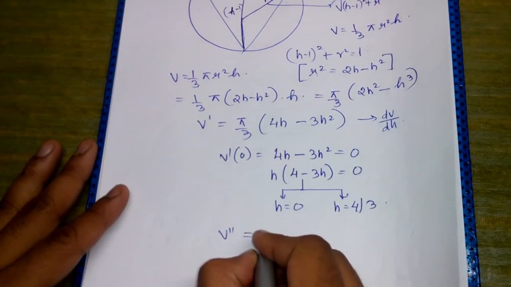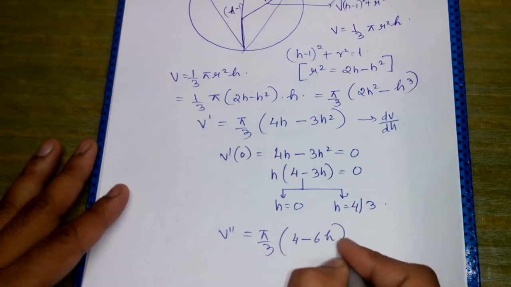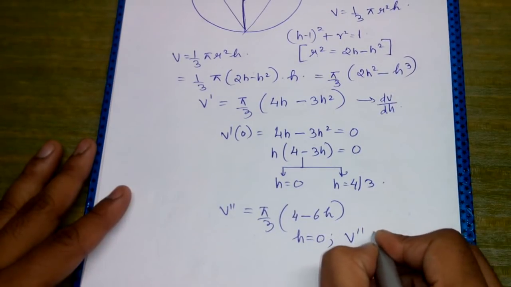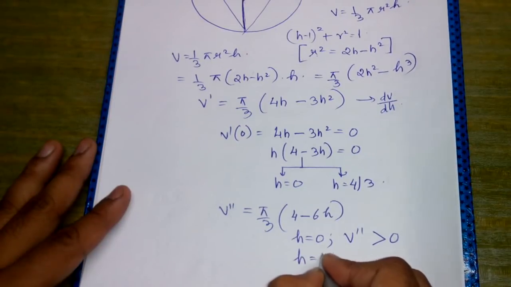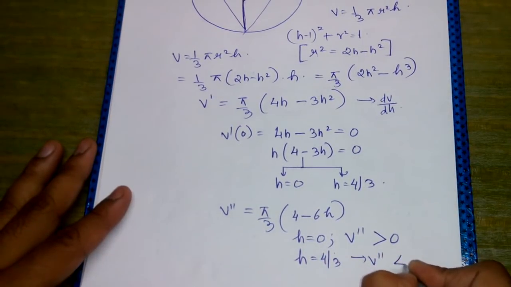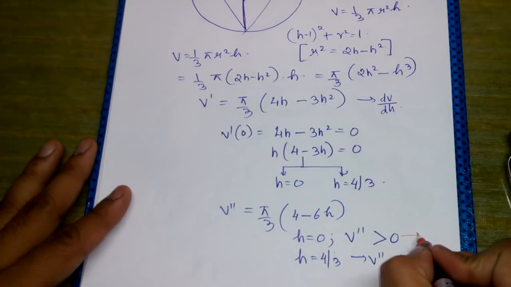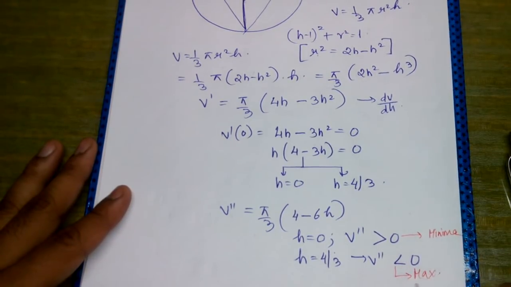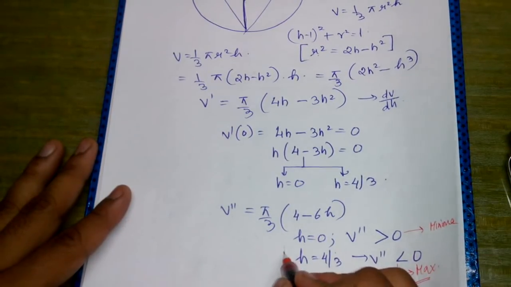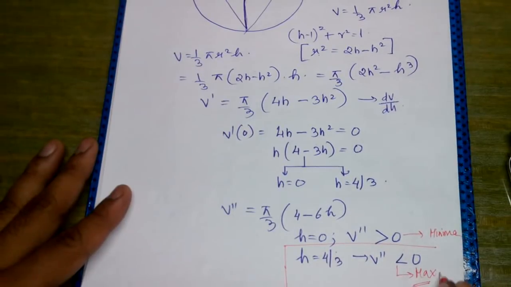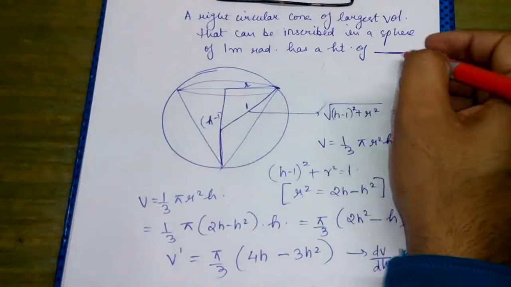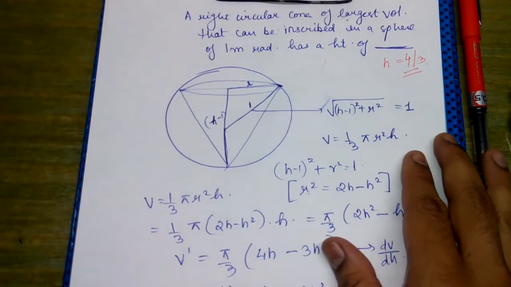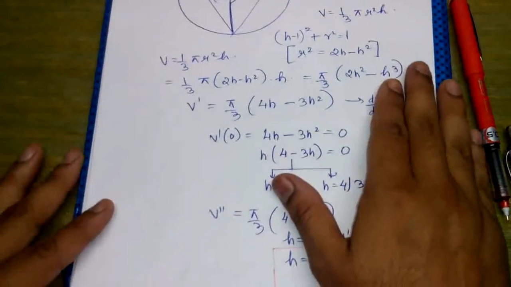So V double dash would be pi by 3 into (4 minus 6h). If h is equal to 0, V double dash is greater than 0, and at h equal to 4 by 3, V double dash is less than 0. So greater than 0 corresponds to the condition of minima, and less than 0 corresponds to the condition of maxima. Since the volume has to be maximized, h should be equal to 4 by 3. So the maximum height is h equal to 4 by 3. This becomes the answer to this question. I'm just solving one question of a type, and the rest can be solved in a similar fashion.